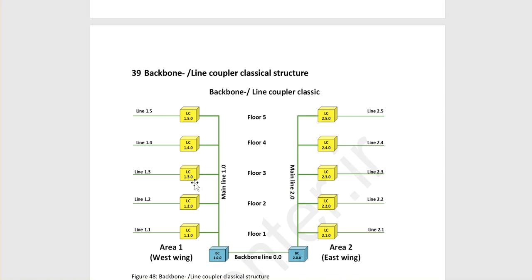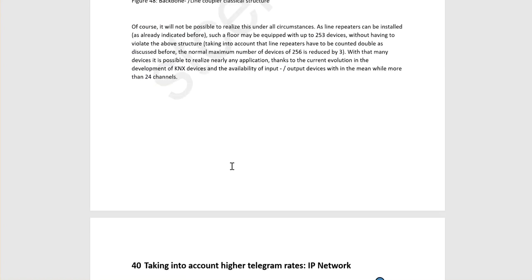First of all, the book said if we have 5 levels, 5 floors, each floor should be equipped with a line coupler to connect to the main line, and the main line connects to the backbone coupler, and then you connect the 2 wings of the building with the backbone coupler. Okay, this is a classical topology.